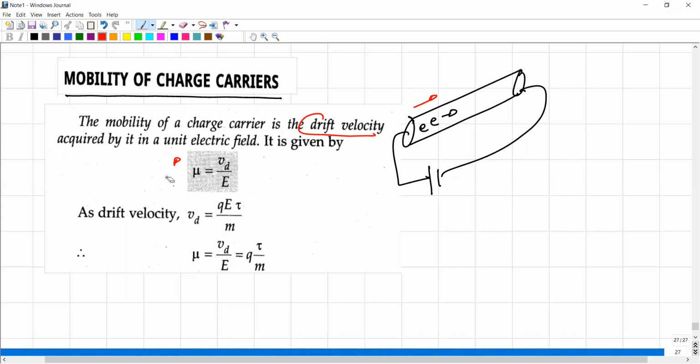Very simple. So mobility is written as mu. Mu is equal to Vd, the drift velocity, over unit electric field. Now mu is equal to Vd by E. Now this can be rearranged from this expression because drift velocity Vd is equal to eE by m into tau. So drift velocity can be written as Q E tau by m. Very simple.